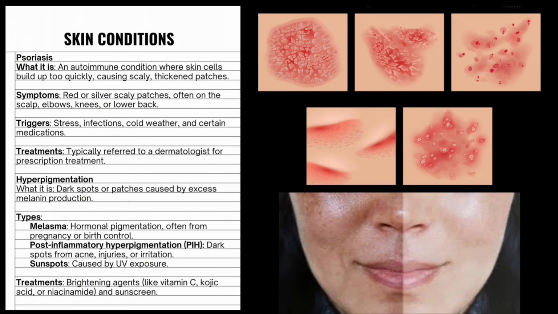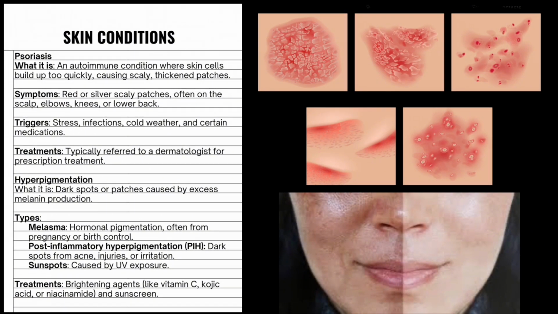Psoriasis is an autoimmune condition where skin cells build up too quickly, causing scaly, thickened patches. Red or silver scaly patches, often on the scalp, elbows, knees, or lower back. It can be triggered by stress, infections, cold weather, and certain medications.